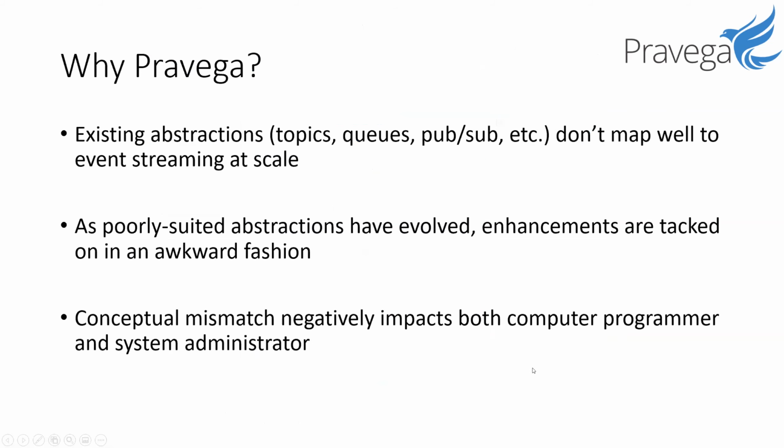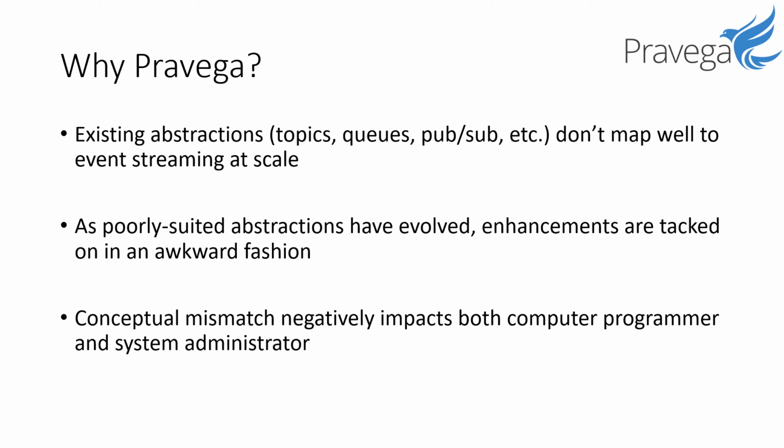And so why did we build Pravega? Well, existing abstractions, whether like topics, queues, pub sub, they don't map really well to event streaming at scale. And some of these poorly suited abstractions, as they've evolved, enhancements have been sort of tacked on in an awkward fashion. And this conceptual mismatch negatively impacts both the computer programmer and the system administrator. If you've maybe ever tried to scale a Kafka cluster, you'll see that.